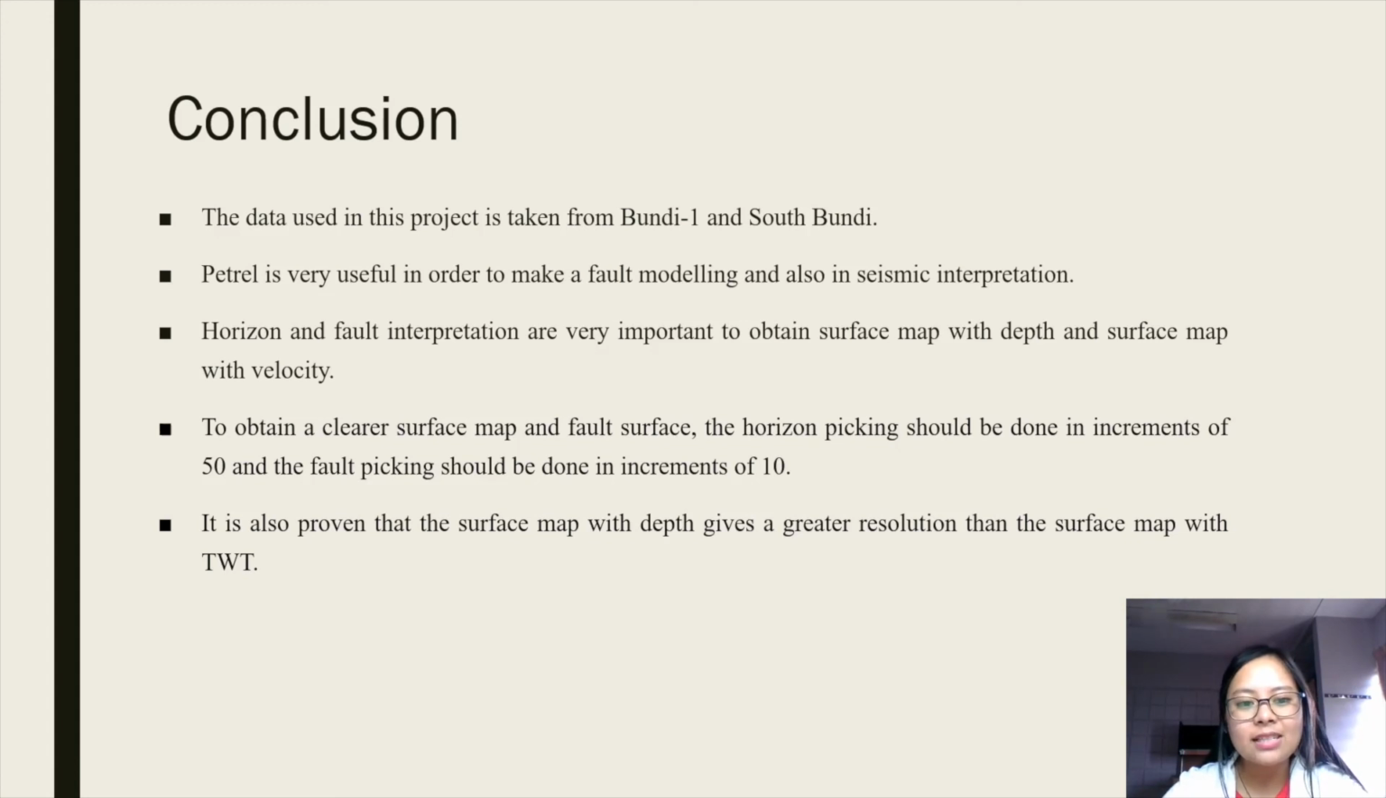And last but not least, it is also proven that the surface map with depth gives a greater resolution than the surface map with TWT or two-way time.